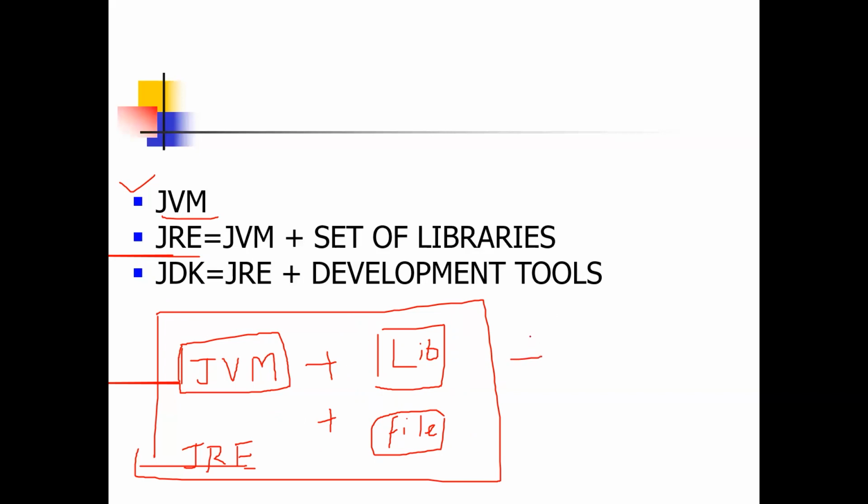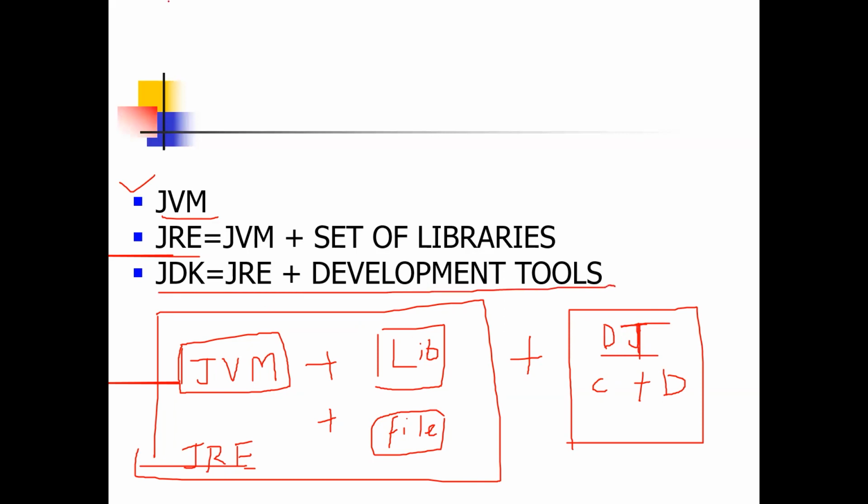Okay, if some development tools are added here, development tools, I'm writing in short. Tools means compiler, Java document, whatever development tools. If development tools are also added, the whole becomes JDK. This whole becomes JDK, Java Development Kit.